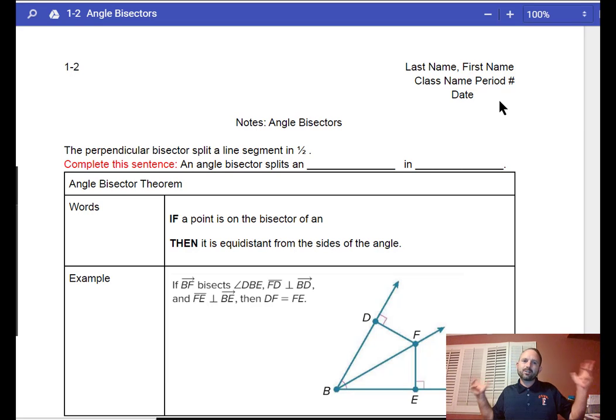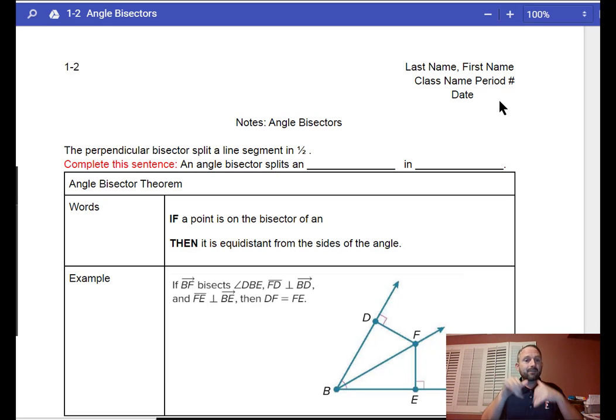Welcome to Integrated 2, Chapter 1, Section 2, Angle Bisectors. So make sure you write your information in the left and right hand corners, and make sure you write the title, Angle Bisectors. So remembering previously, the perpendicular bisector split a line segment in half.